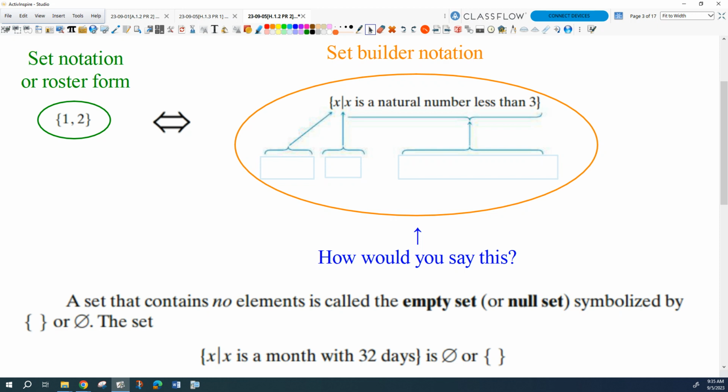Now, how would I say this? Set of all x such that, okay? Does it make sense that those are the same sets? Give me thumbs on that. Okay? Any questions? Okay.